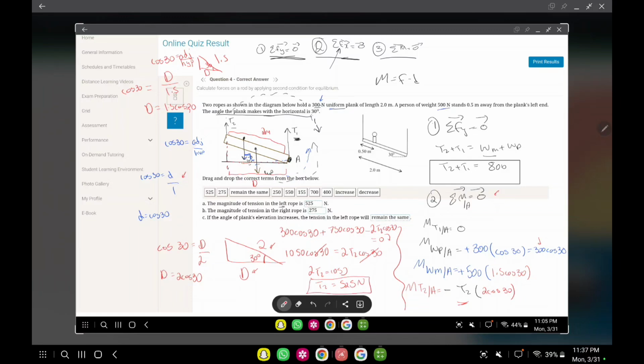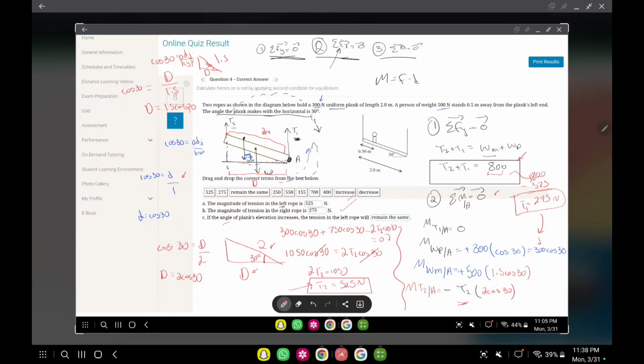Okay, you know from resolving the vertical forces that T2 plus T1 is 800. So if you know that T2 is 525, do you have to take T2 as your center of rotation and resolve and find moments again? No, it's too much work. So all you have to do is, since you know they add up to 800, 800 minus 525 equals 275. So this is T2 and this is T1, 275 newtons. So part A done, part B done.